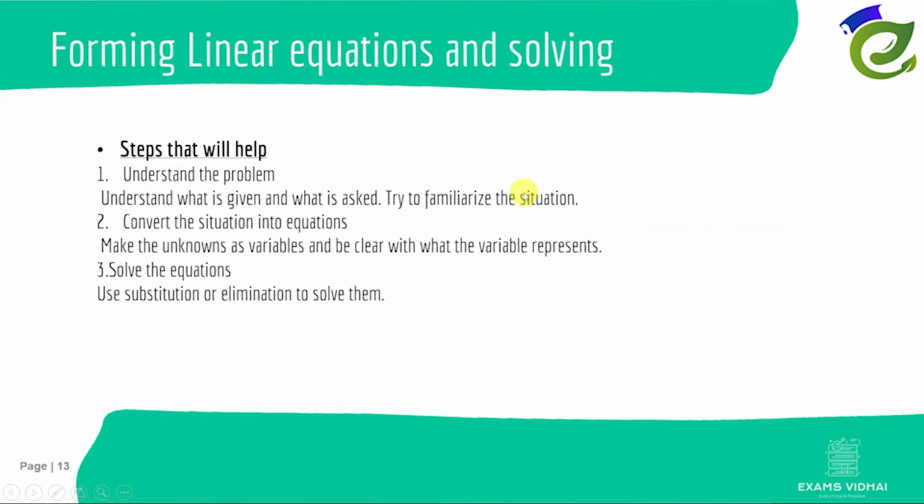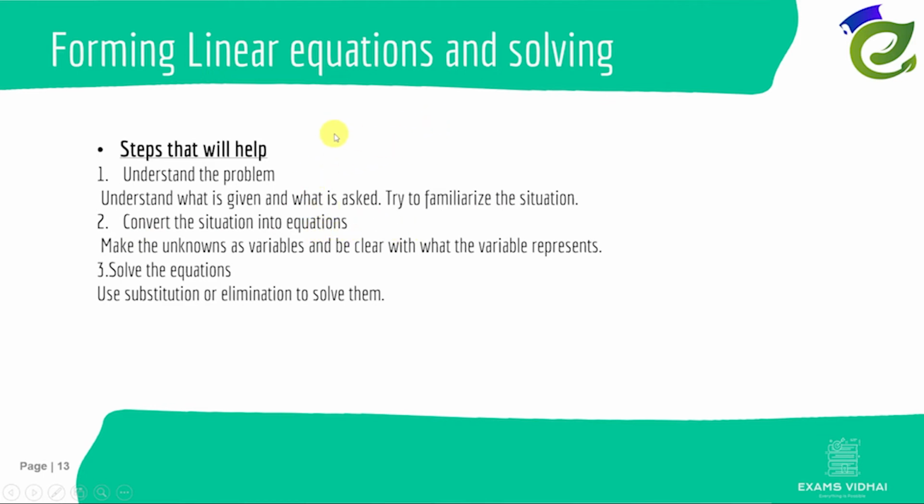Now we are going to see an example. We are going to see the steps that will help to solve them. First, we need to understand the problem. Understand what is given and what is asked. Usually they are going to ask us to find the value of the variables, but we need to understand what the variables are, where the variables are. Try to familiarize yourself with the situation. Second one is convert the situation into equations.